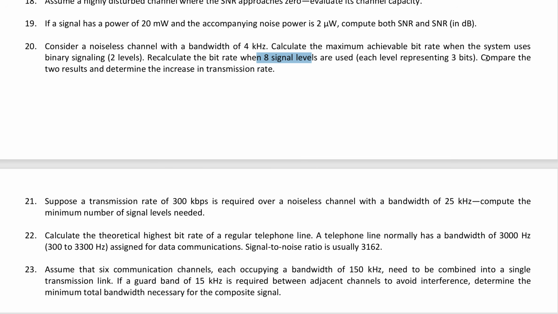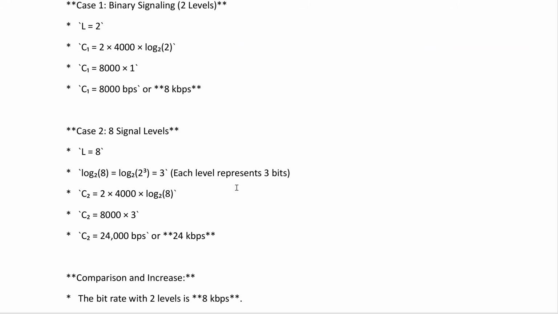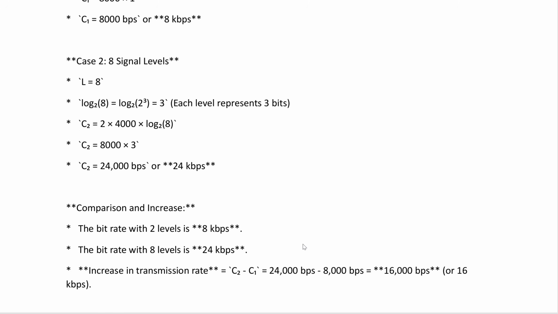Now further, what has been asked? It has been asked to compare the two results and determine the increase in the transmission rate. So you can easily see in the first, transmission rate is 8 kilobits per second. In the second, transmission rate is 24 kilobits per second. So the transmission rate is tripled. In the first case, it is 8 kbps, in the second case 24 kbps, so the transmission rate is tripled, right?